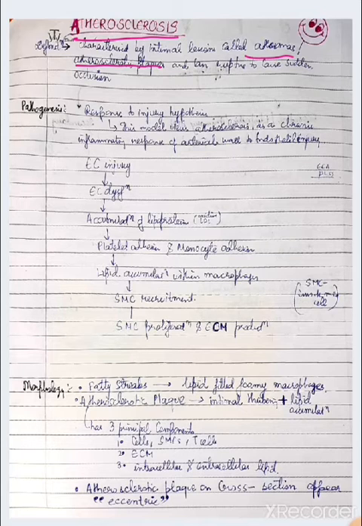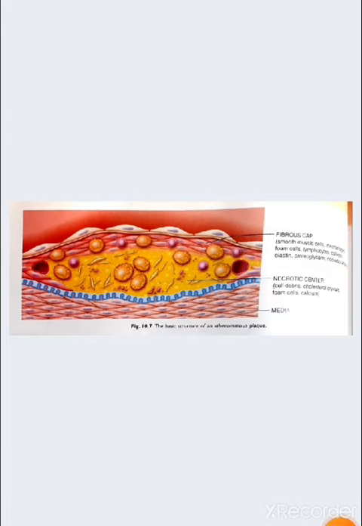Let me show you the diagram of the atherosclerotic plaque. It contains firstly the endothelial cells, then the fibrous cap, which contains smooth muscle cells, macrophages, foam cells, lymphocytes, collagen, elastin, proteoglycans, and neovascularization occurs here. Second is the necrotic center. It contains cell debris, cholesterol crystals, foam cells, and calcium. And the third one is the media. So this is the basic structure of an atheromatous plaque.